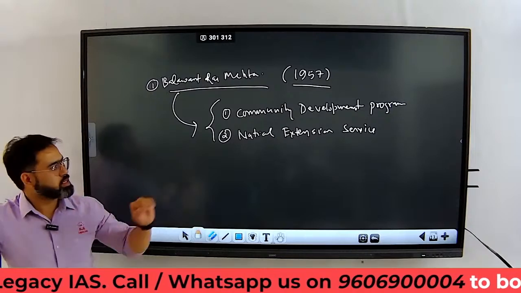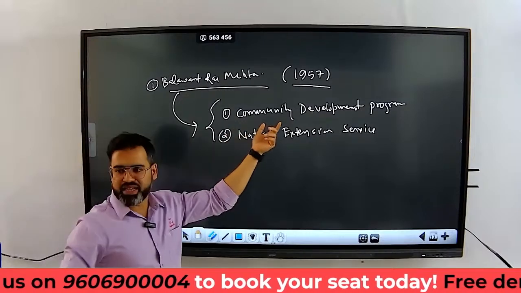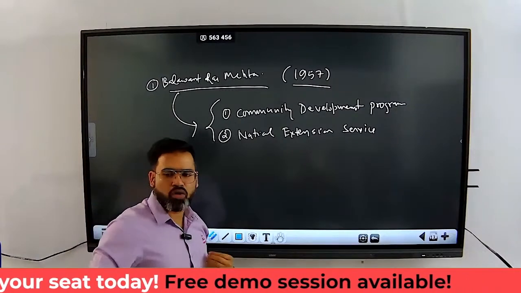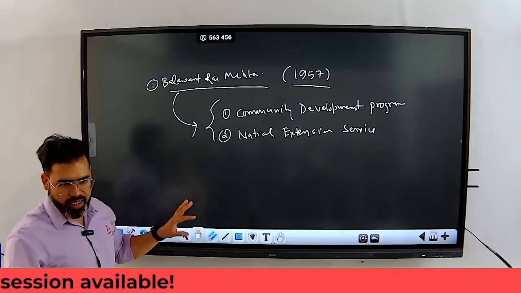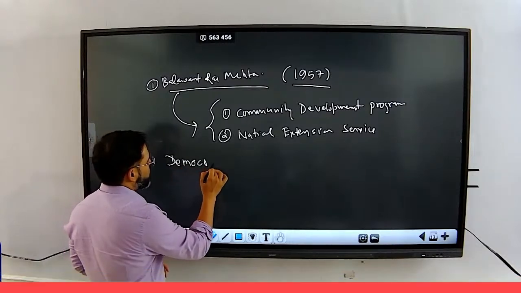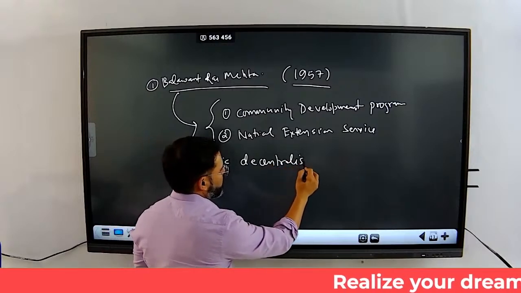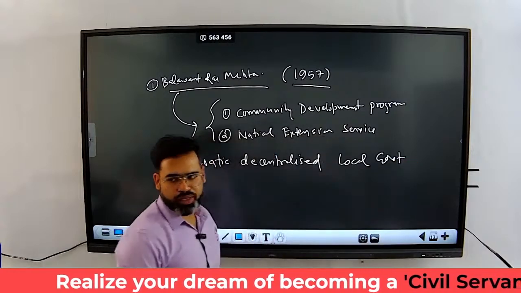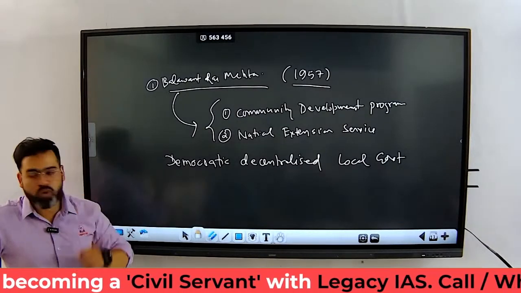Correct? They were discussing these two programs, why these programs failed. जबकि यहाँ पे भी वही है, community participation, correct? National Extension Service means whatever the services the national government is having, they are extended to the people directly. So during this study, Balwant Rai Mehta has recommended democratic, decentralized local government. He has recommended it.